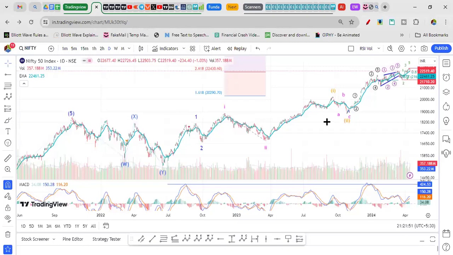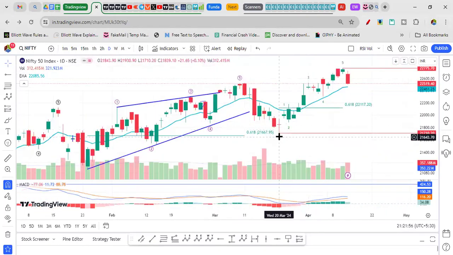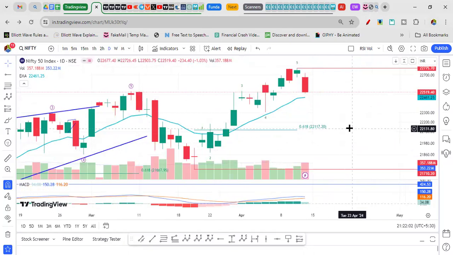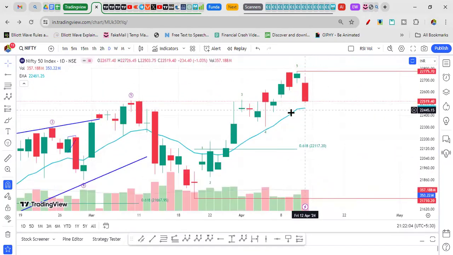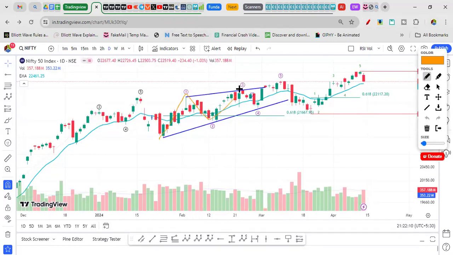Let's understand how it looks on the daily chart. So this is how Nifty is looking. The 5-wave impulse completed and it made a top near 22,775 and then it gave a pullback. Here also we are considering a leading diagonal structure, right? 1, 2, 3, 4, 5. Then again this impulse 1, 2, 3, 4, 5, a correction and then a move on the upside. This is what we are expecting.